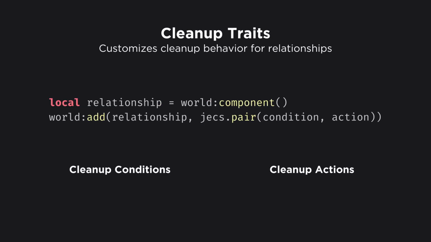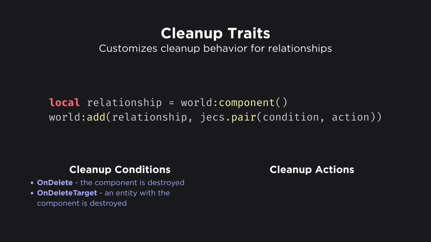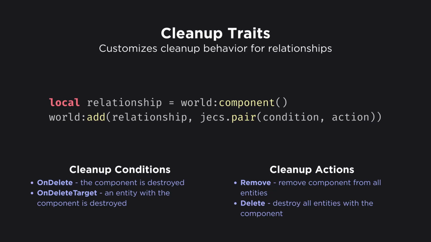With pairs, you can add a special cleanup behavior to components. To do so, add a pair to the component where the relationship is the cleanup condition and the target is the cleanup action. For cleanup conditions, you have onDelete, which means that your component was deleted, and onDeleteTarget, which means that an entity that uses your component was deleted. For cleanup actions, you have remove, which means to remove the component from all entities, and delete, which means to delete all entities that have your component. Jecs' built-in child of relationship actually uses this cleanup behavior, where deleting a parent will also delete all the child entities in relation to that parent.